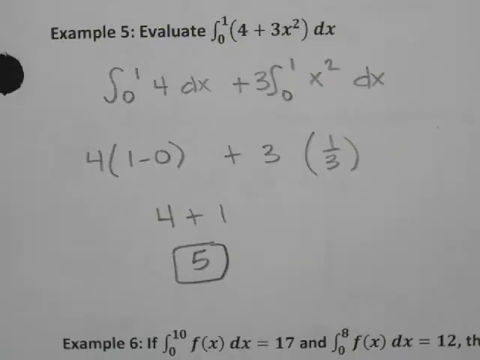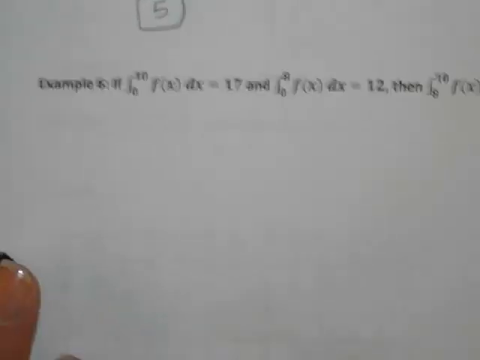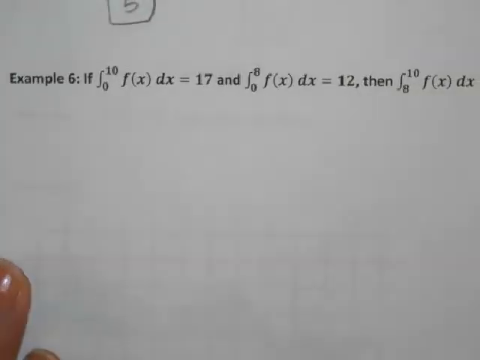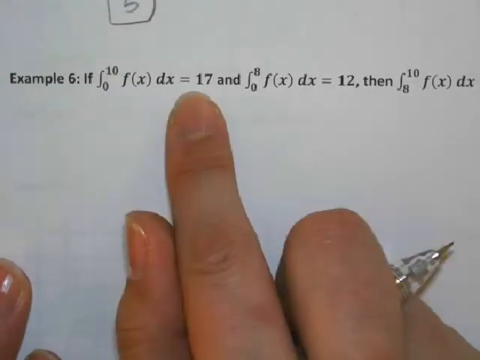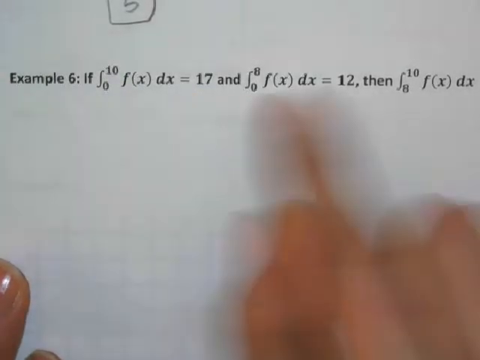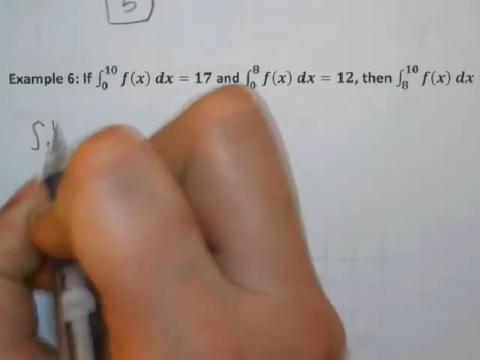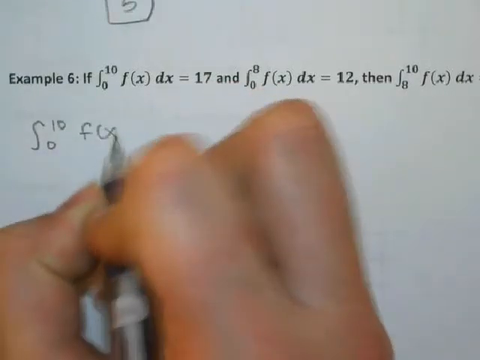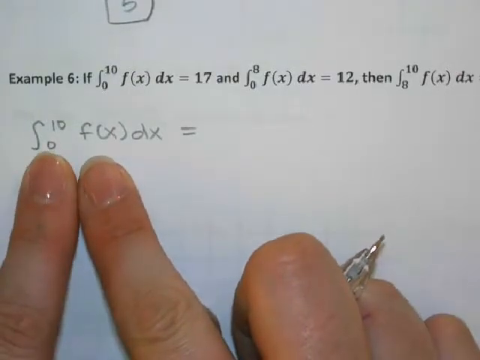Right, the next one is using that last property that you guys could see. It says that if from 0 to 10 is 17, and from 0 to 8 is 12, then what do you have from 8 to 10? So I'm going to write this out. Some of you might have the answer already in your head. Some of you might be like, oh, that's way too many letters. So I'm just going to write out the property first.